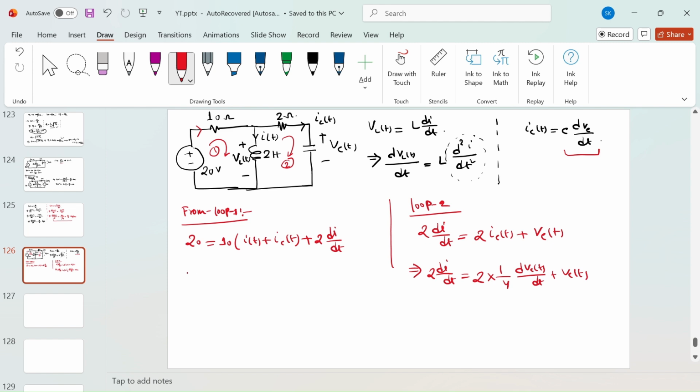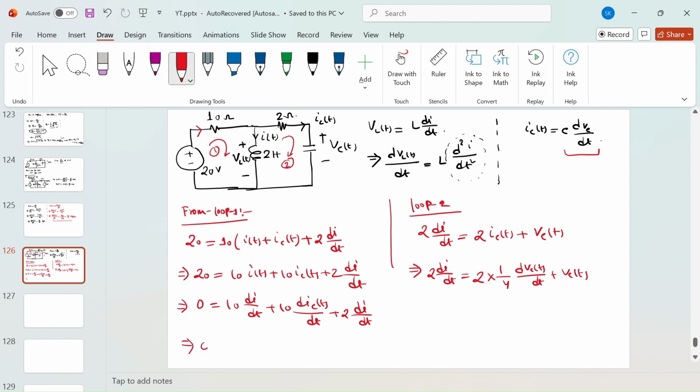And here also, if I write 20 is equal to 10 I(t) plus 10 IC(t) plus 2 di by dt, if you take the derivative, 0 is equal to 10 di by dt plus 10 dic by dt plus 2 di by dt. That dic by dt I don't know, but let me put ic is equal to C dv by dt here. So I'll get 0 is equal to 10 di by dt plus 10, and IC(t) is nothing but C dVc by dt, and C is 1 by 4. So I'll get d2Vc(t) by dt square plus 2 di by dt, right?